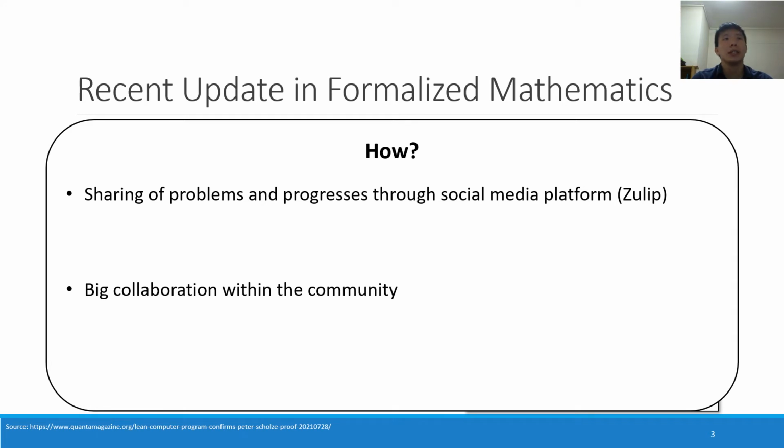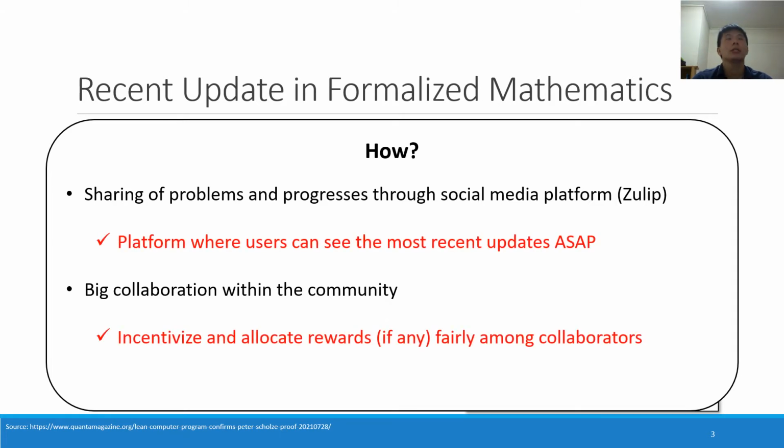There are two factors that eventually contributed to that. First is the sharing of problems and progress through a social media platform. In their case, they used Zulip, and eventually it became a big collaboration within the community itself. So this brings us to two important key points. To have a platform where users can see the most recent updates in terms of problems and progress as soon as possible, and to incentivize and allocate rewards, if there are any, fairly among the collaborators.